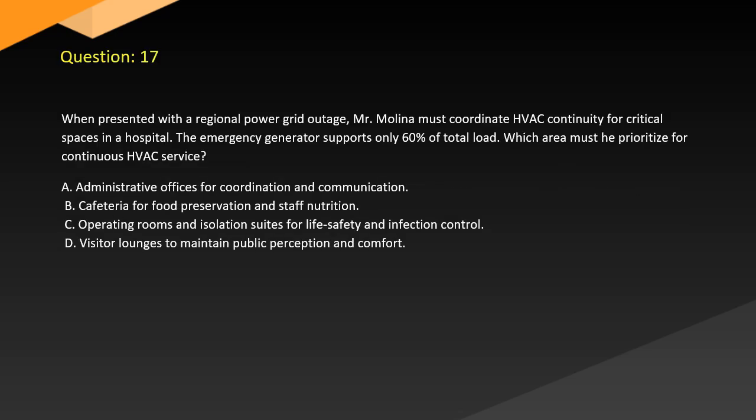Question 17. When presented with a regional power grid outage, ISTA Molina must coordinate HVAC continuity for critical spaces in a hospital. The emergency generator supports only 60% of total load. Which area must he prioritize for continuous HVAC service?